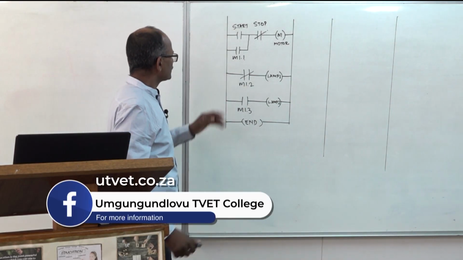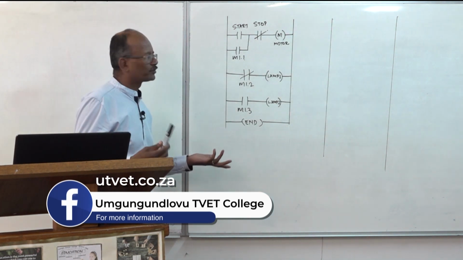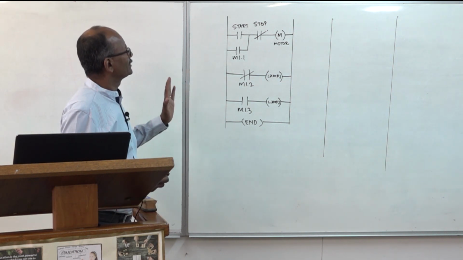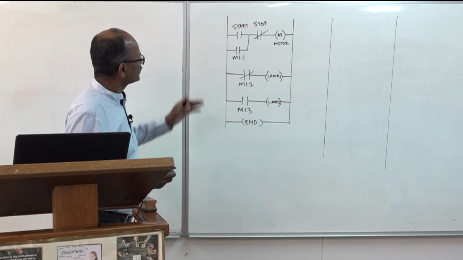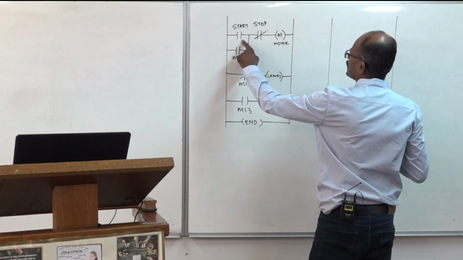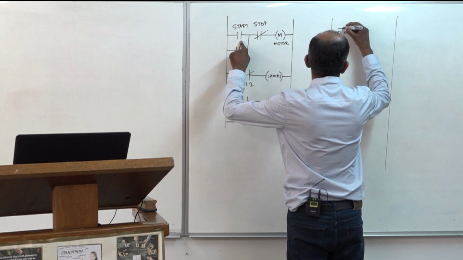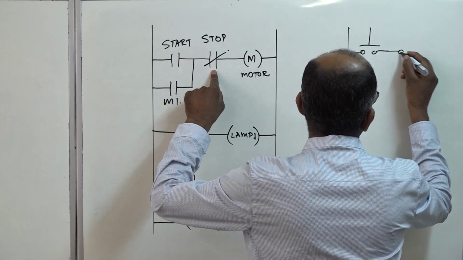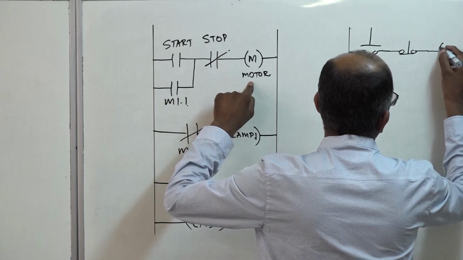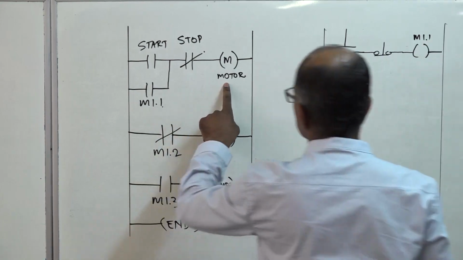So this is a typical circuit that you will get in the examination question, and they could probably ask you to explain it. So as we said, the first thing you're going to do is look at what the circuit means in electrical terms. If I now convert it to electrical terms, your start switch would be a normally open switch, all right? Your stop switch would be a normally closed switch, and your motor contactor would be there. This would be M1.1, all right?